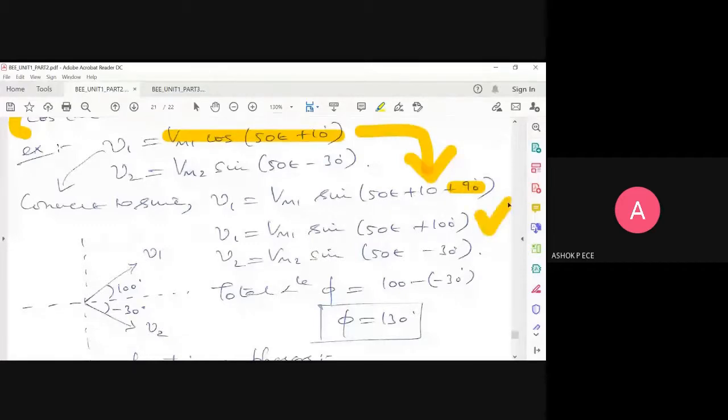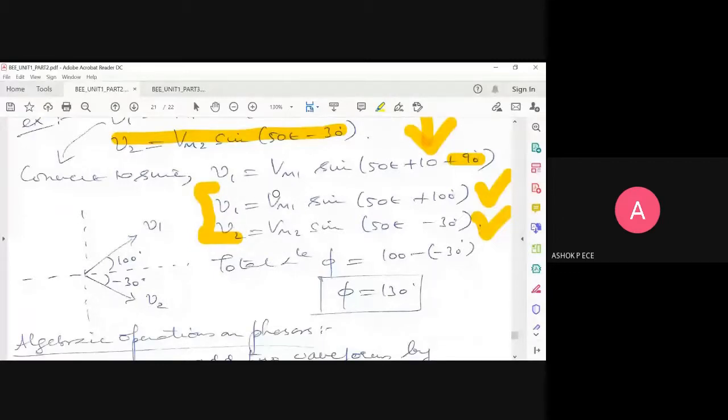The second term is already in sine. It is good to go. So I'm writing it now. Now can I draw the phasor for these two changed expressions of V1 and V2? Yes, because both have positive amplitude, both are in sine, and both have the same frequency. Now I can draw the phasor.